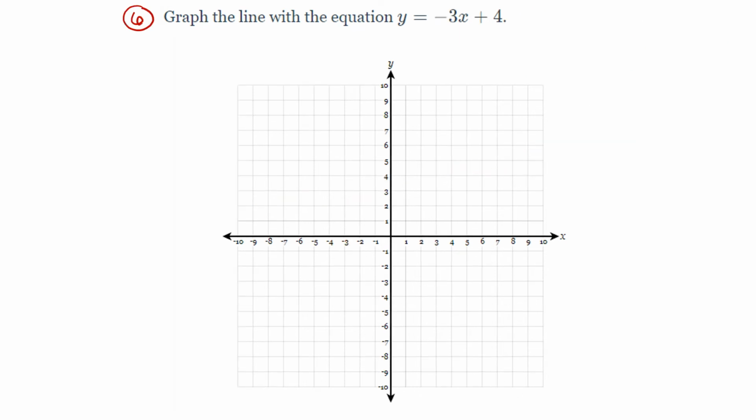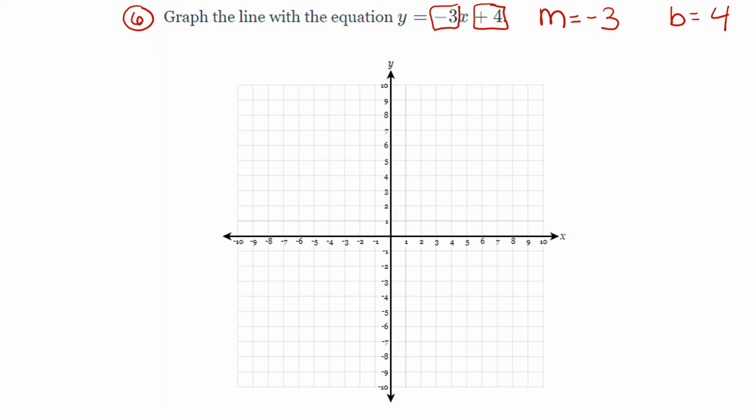For problem number 6, we have the equation y equals negative 3x plus 4. We're going to start by identifying our m value, which is the rate of change or the slope. M and x are always side by side, so m is going to be our value of negative 3. Our b value, which is the initial value or the y-intercept, is going to be towards the back, which is our positive 4.